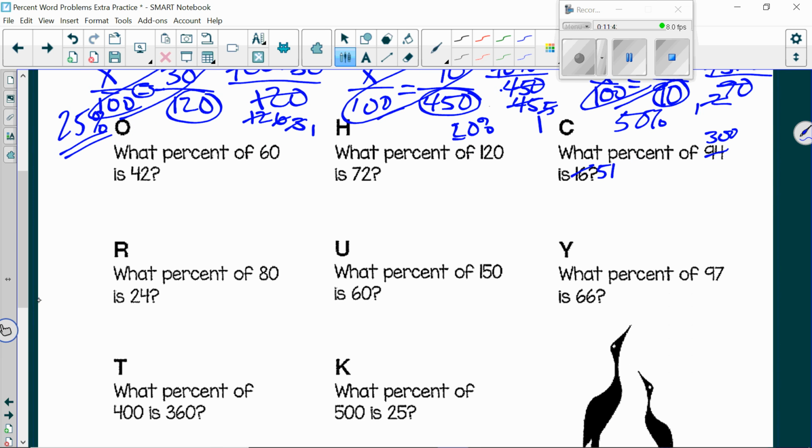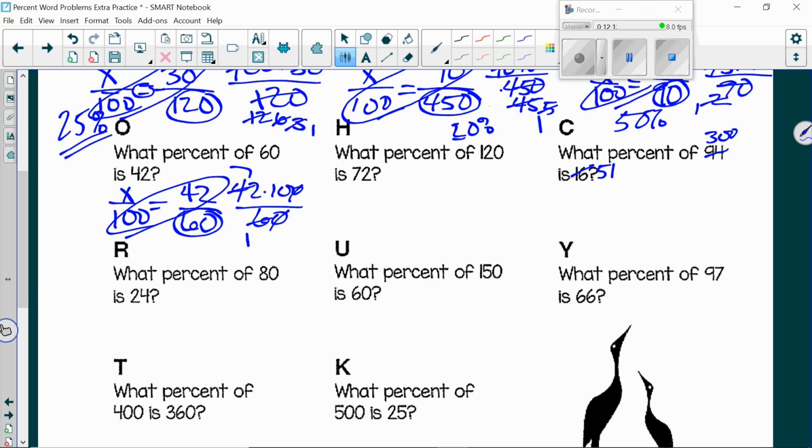Next one, my percent over 100, and I've got 42 and 60. 100 to 60, not very easy again. So I'm going to do my baseball. 42 times 100 divided by the ball, 60. Anytime I see this, guys, one of the first things I do, if I've got a power of 10, just knock it off. It makes the numbers easier to work with. So now I'm at 6 and 42. That should be divided by 6, 1 and 7. 7 times 10 is 70%.